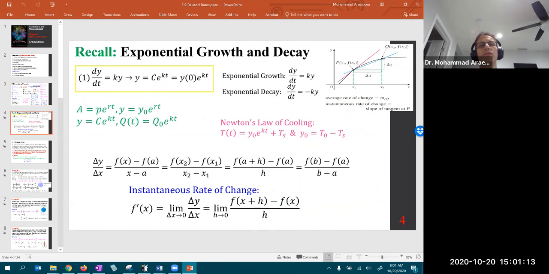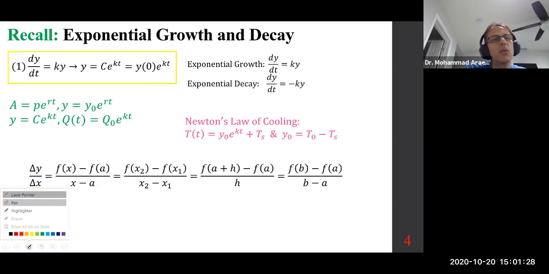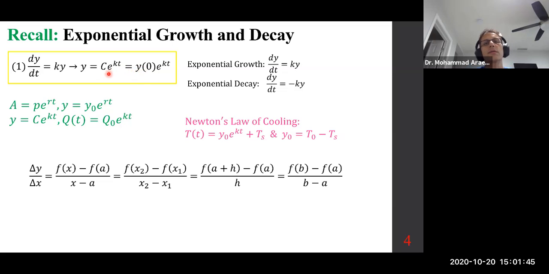The last section we covered was exponential growth and decay. A couple of things: when dy/dt is equal to ky, when the rate of growth is proportional to the actual function, then it becomes an exponential function, y equals ce to the power of kt. It was extensively discussed. Basically, when k is positive it is exponential growth, negative is exponential decay.